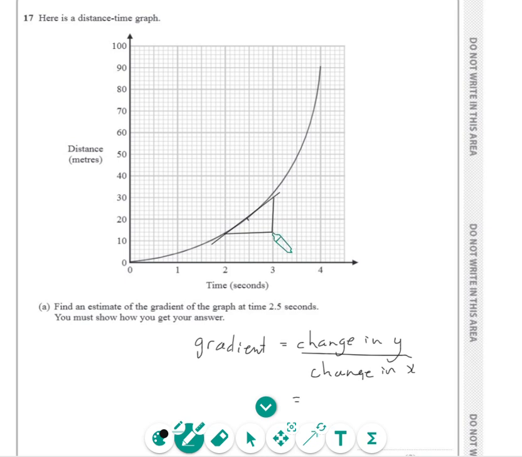Okay, so if we look at the change in the y direction, got quite a condensed scale here, so that's going to be 14, and this one here is going to be 30. So 30 minus 14, that's going to be 16. And this horizontal distance, I'm going to divide by 1. So my gradient there is going to be 16.